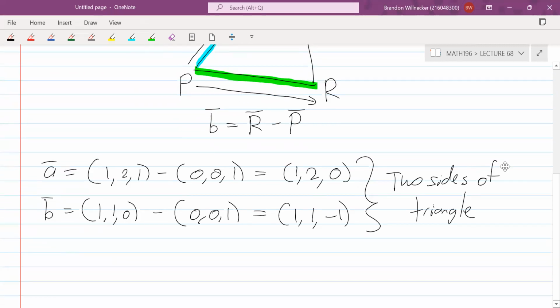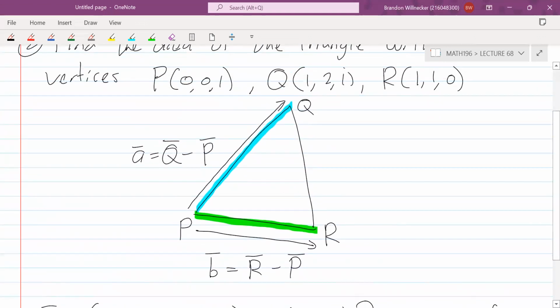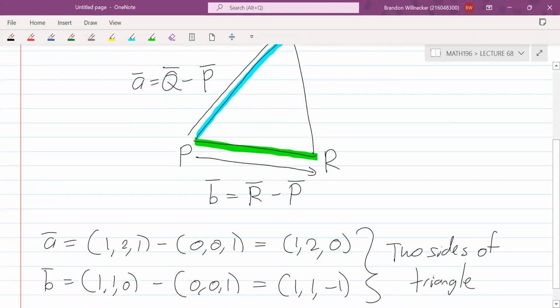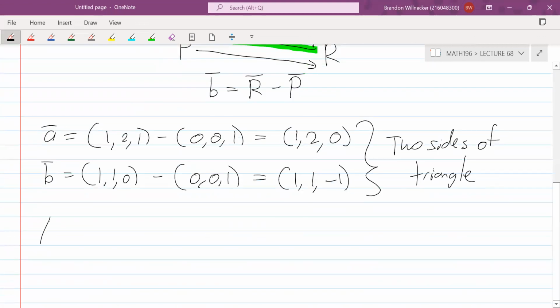Okay, so remember how we find the area. We take the cross product. That gives us the area of the full parallelogram produced by the sides. But we don't want the full parallelogram. We want half of it to make the triangle. So the area is going to be 1/2, because we're only interested in the triangle portion of A cross B.